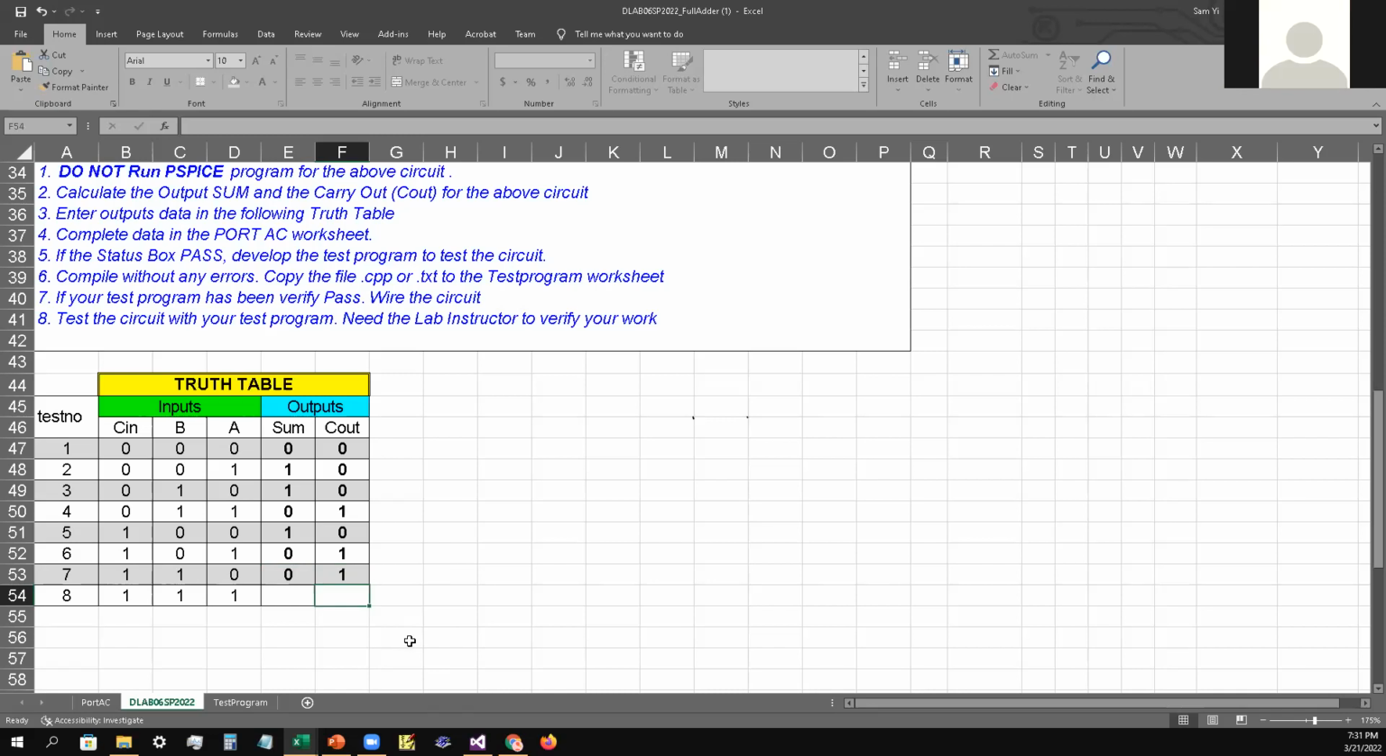Now, number 8, it would be 11. Yeah, so 11 here. So therefore we put only 1 here and we carry out the other one.